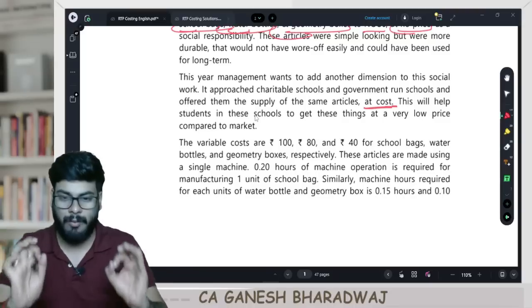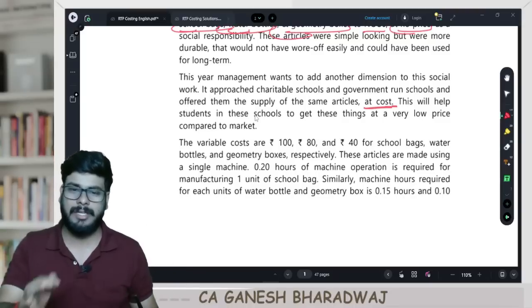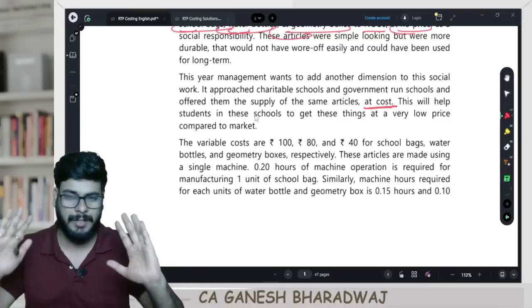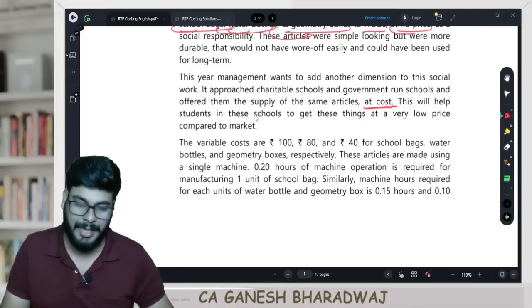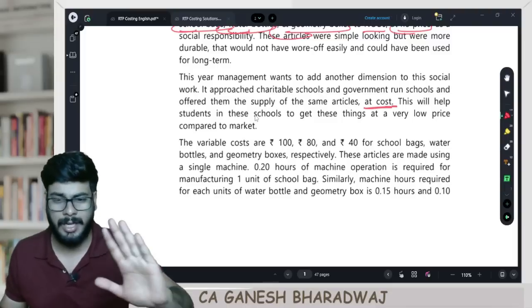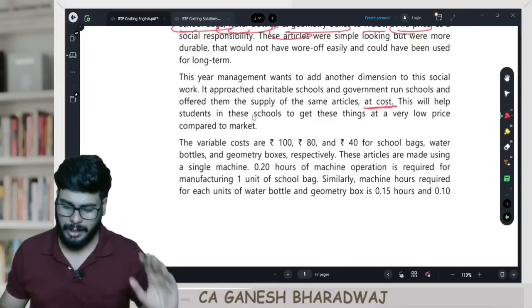Meaning what? No profit, no loss. They want to only recover the cost. Whatever is the actual cost, they want to charge from the schools. This is what they are asking. This will help the students in these schools to get these things at a very low price compared to the market. Fine. This is once again a social responsibility measure that the company wants to do.